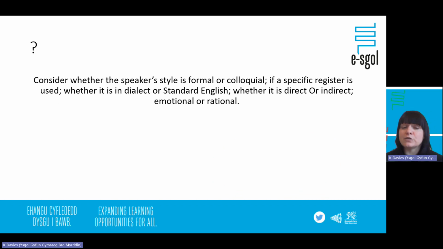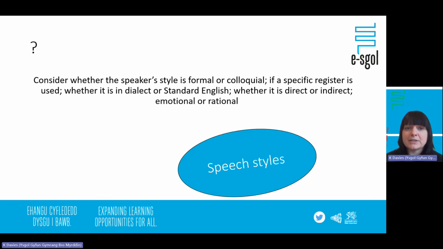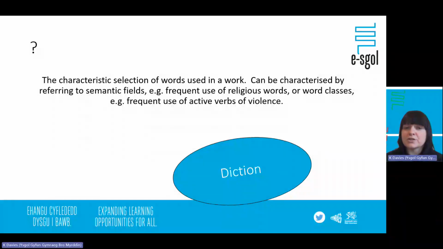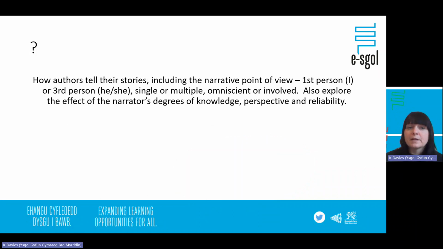Looking at whether the speaker's style is formal or colloquial, if there's a certain register that's used, okay. So you're looking at speech styles here. The characteristic selection of words used in a work can be referring to semantic fields. So you've got this idea of your diction choices or your word choices, okay, vocabulary.